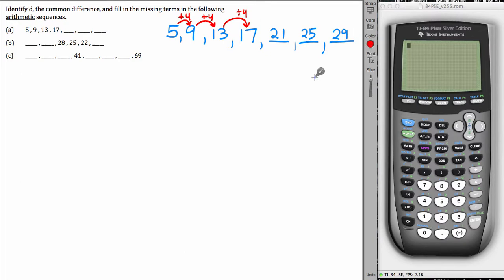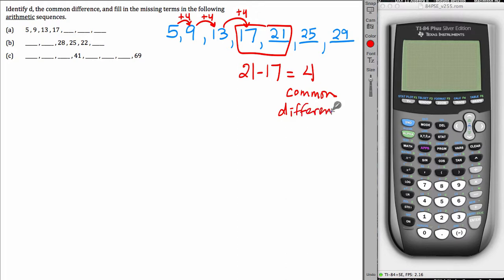Now, notice that if you took any two of these terms, let's say 21 and 17, and subtracted the earlier term from the later term, that would give you specifically the number 4, the constant which is added each time. That is called the common difference. So for this arithmetic sequence 5, 9, 13, 17, 21, etc., the common difference is equal to 4. And if you know the common difference, it's easy to generate the rest of the numbers.